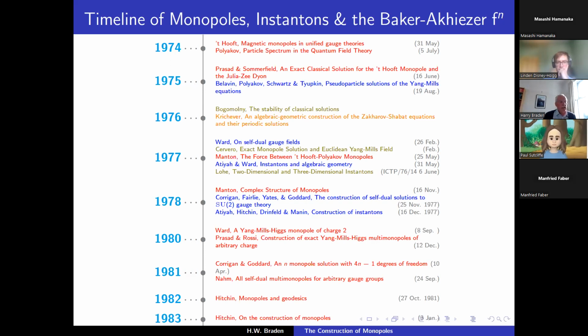Werner Nahm gave a modification of the ADHM construction, and although he had the idea in 1980, it took until about September of 1981 for his famous unpublished CERN preprint with his now eponymous equations to appear. And the last paper that I've got in that timeline is Hitchin's construction of monopoles, and that brings them together.